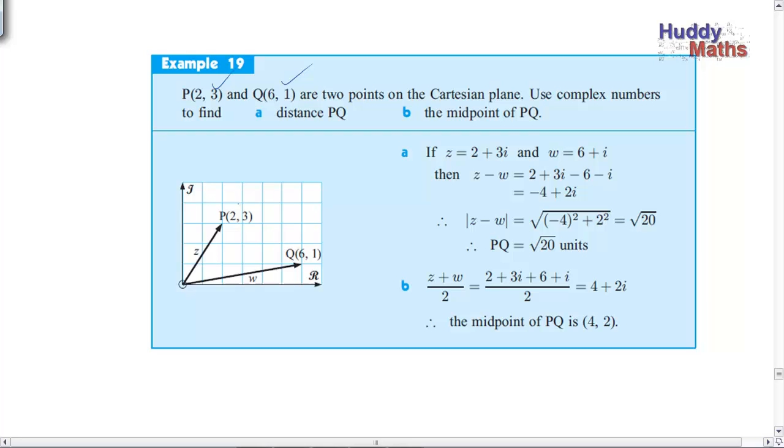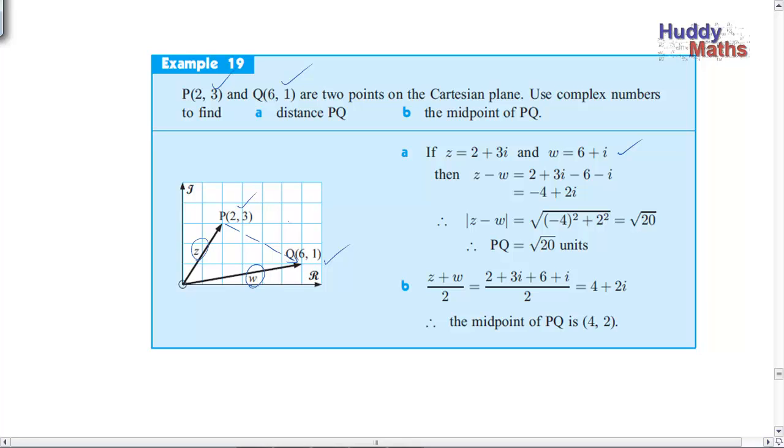Okay, so (2, 3) and (6, 1) are two points. The vector representing the complex number 2 plus 3i is Z, and the vector representing the complex number 6 plus i is W. Okay, so what's the distance PQ? So PQ, distance PQ is there.